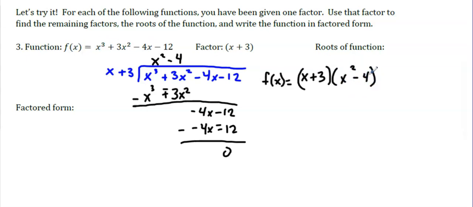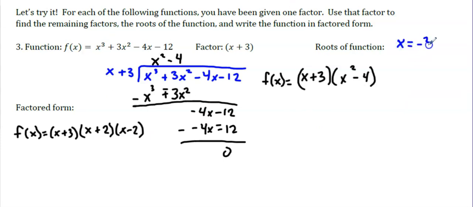So my quadratic right here can be factored even further. So I'll bring down my x plus 3, and this is the difference of squares, because x squared is a perfect square and 4 is a perfect square, and it's subtracting. So I know that if I factor x squared minus 4, I'll get x plus 2, x minus 2. So now I have my factored form, and I can use that to find my roots. My roots will be x equals negative 3, x equals negative 2, and x equals positive 2. And I got that by just taking the opposites of each of those numbers.